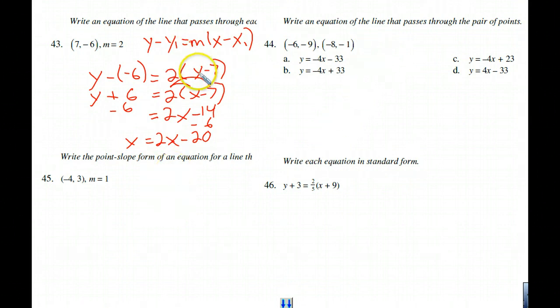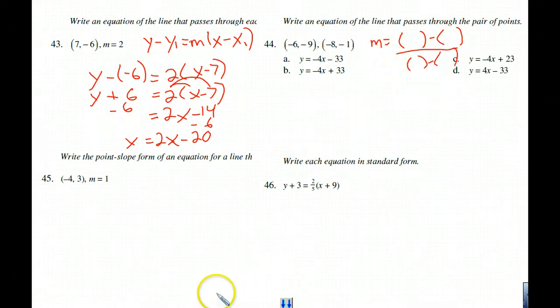On 44, it's very similar. It's that they don't give us the slope, though. We have to calculate the slope, then we have to do the same thing as 43 and pick one of the points and use our slope that we found to find our final answer. So let's find the slope first, using the formula from before.